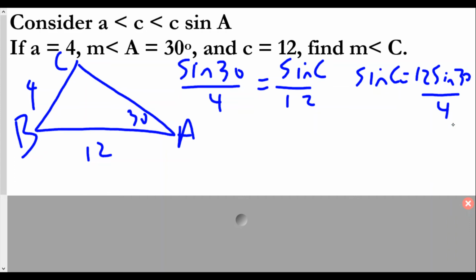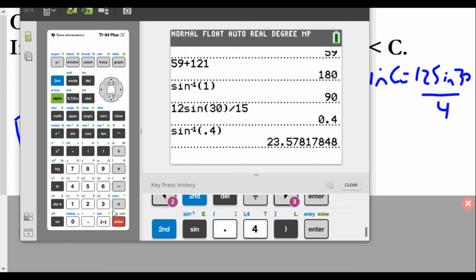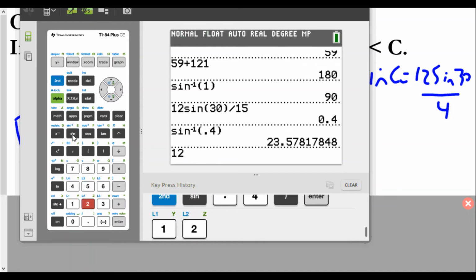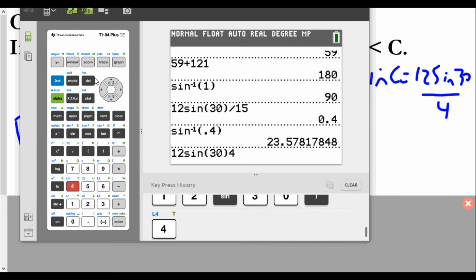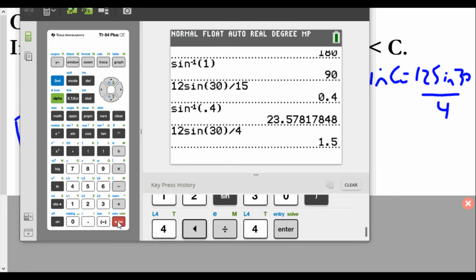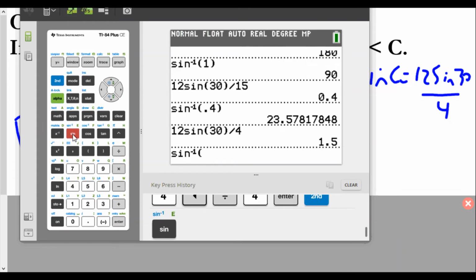And so when we type that into a calculator, 12 sine of 30 over 4, we should get the following. So 12 sine of 30, divided by 4. All right, and so here we have 1.5. One of the nice features of the graphing calculator is that instead of typing 1.5, I can do second, negative 1, which gives me the previous answer, which is 1.5.